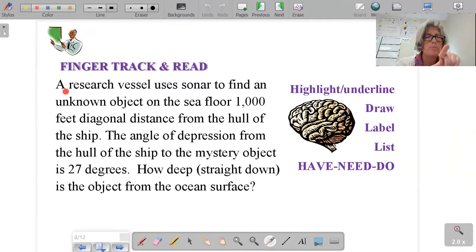Follow with me. Go. A research vessel uses sonar to find an unknown object on the seafloor, 1,000 feet diagonal distance from the hull of the ship. The angle of depression from the hull of the ship to the mystery object is 27 degrees. How deep, straight down, is the object from the ocean surface?